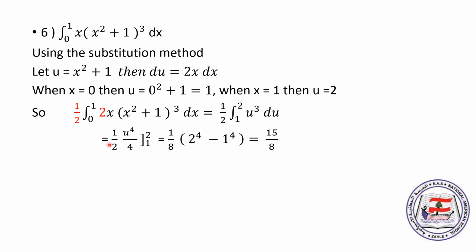Calculating this integration, we get u to the power 4 over 4 times half over the interval 1, 2. So it's 2 to the power 4 over 8 minus 1 to the power 4 over 8. So it's 15 over 8.